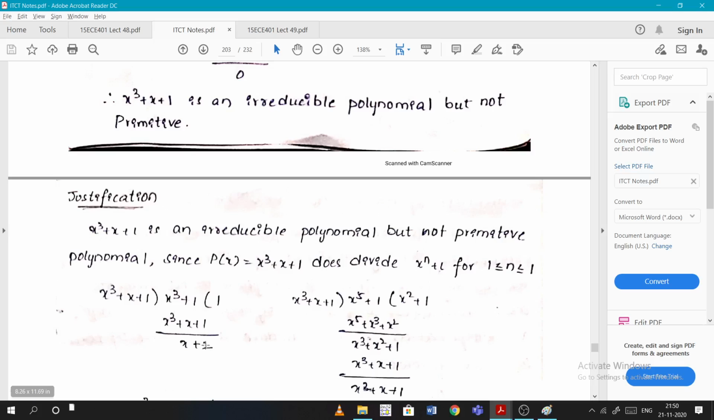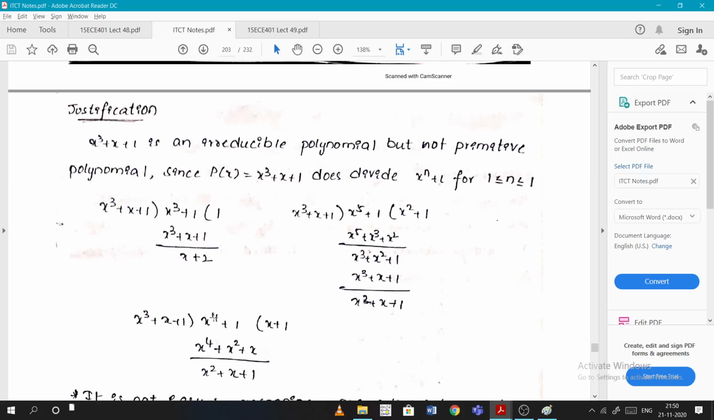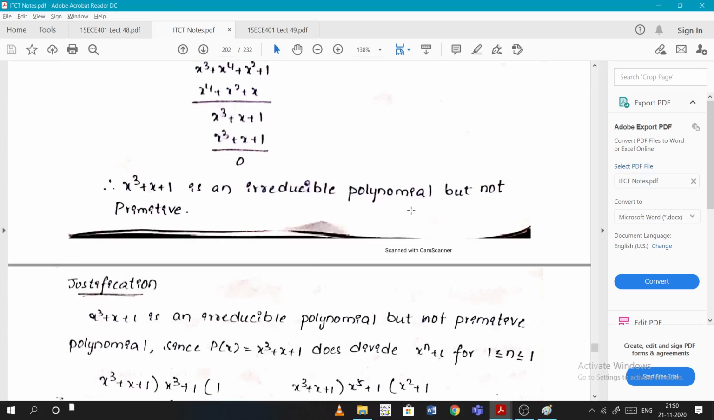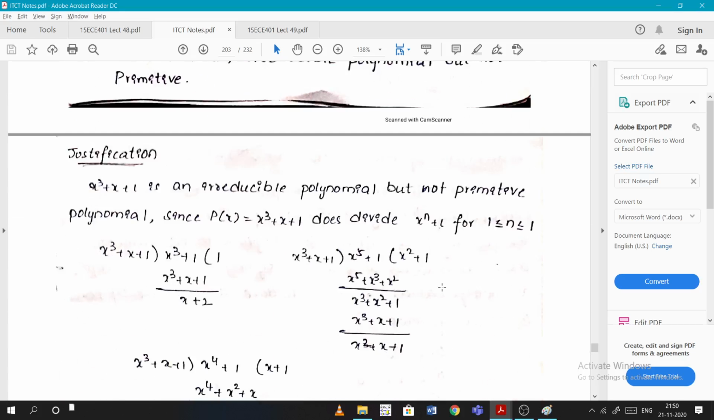From here you have to increase one by one. First you will take 3, next you will take 4, 5, 6, 7, up to 2 power m minus 1. So that is the n value. That means in this case we need to go up to 7.